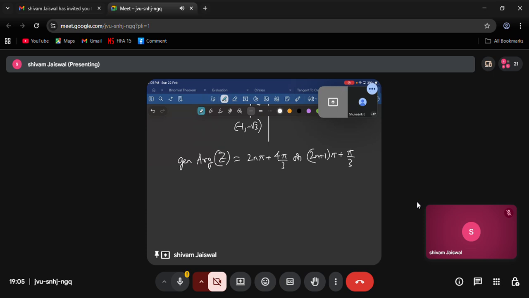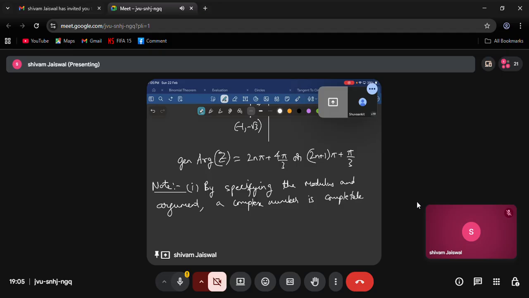Note. By specifying the modulus and argument, a complex number is completely defined.